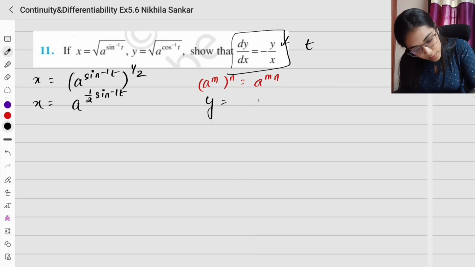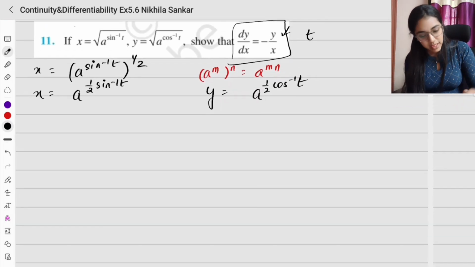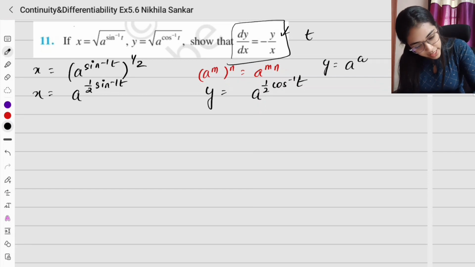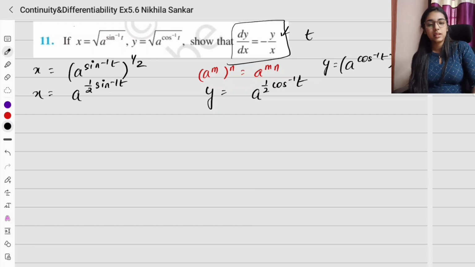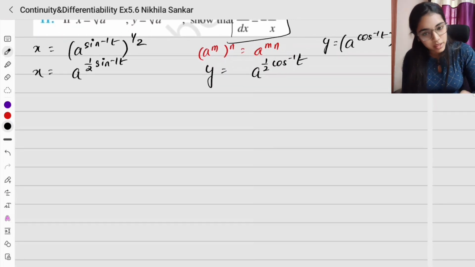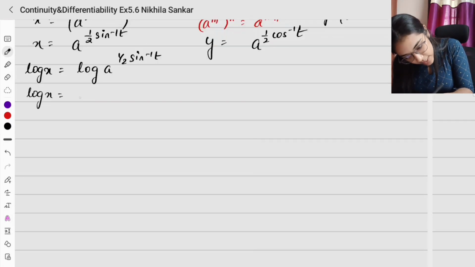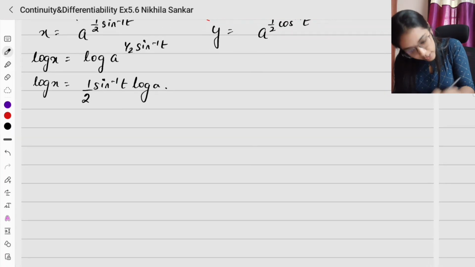Similarly, y is equal to a to the power half cos inverse of t. Correct? The half and the cos inverse of t will get multiplied. Y equals a cos inverse t to the power half. If we multiply, I'll have a to the power half cos inverse of t. Now I need to find dx by dt and dy by dt. So I'm going to use the logarithmic differentiation method. Taking log on both sides, log x is equal to log a to the power half sin inverse of t. Log x equals, the power comes down, half sin inverse of t times log a.